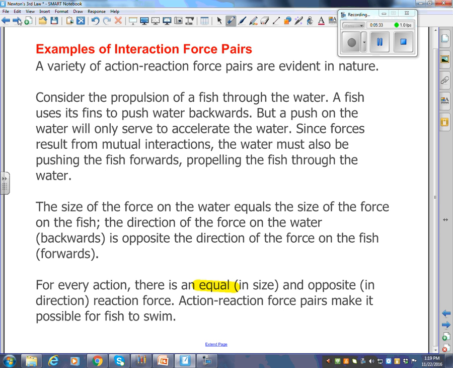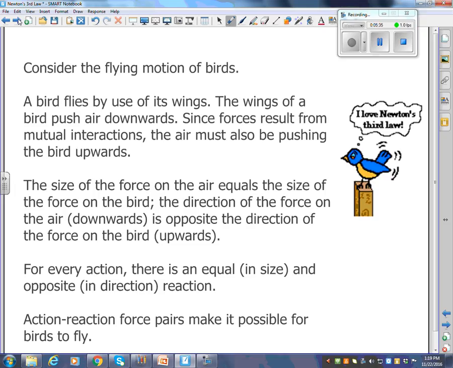Consider the flying motion of birds. A bird flies by use of its wings. The wings of a bird push air downwards. Since forces result from mutual interactions, the air must also be pushing the bird upwards, right? Bird flaps its wings, pushes air down. Air does what? Pushes bird up.